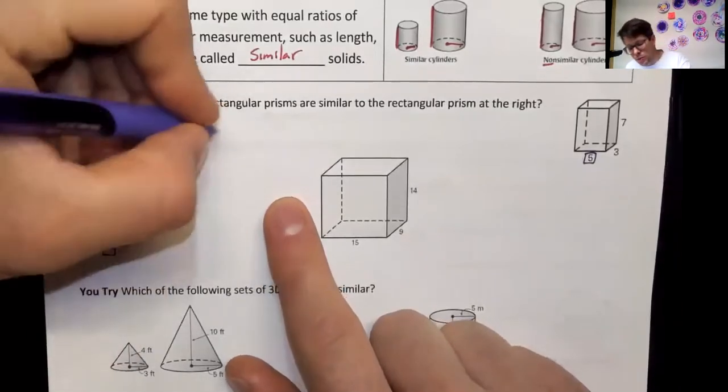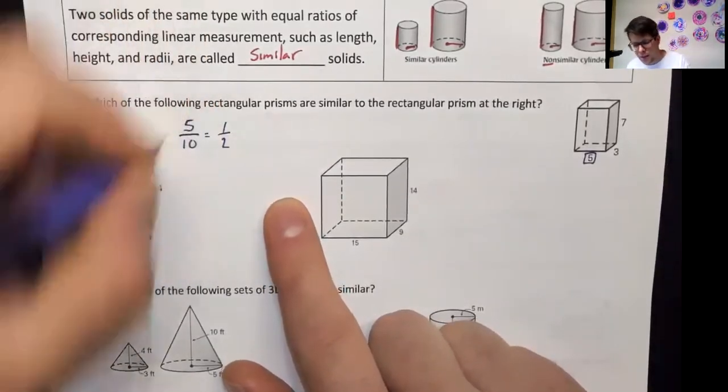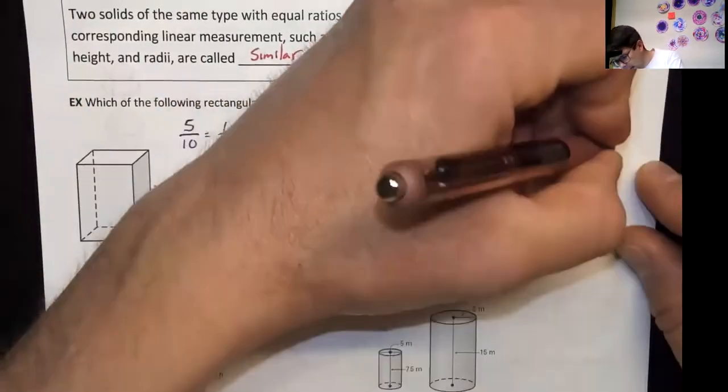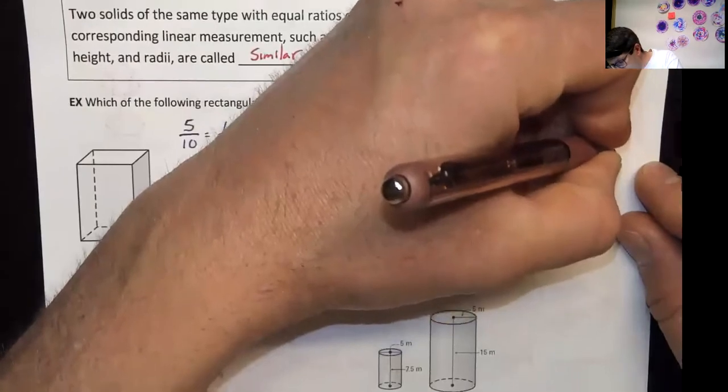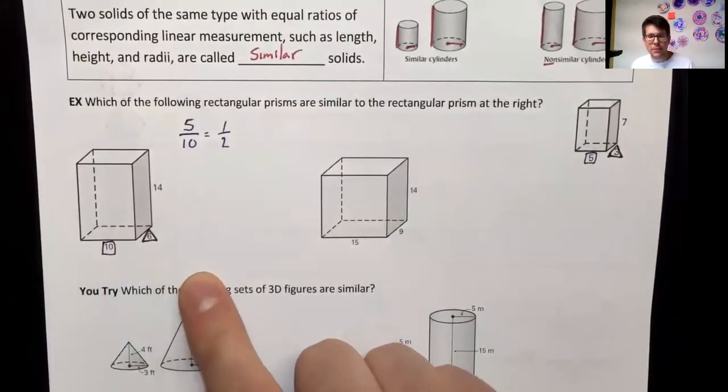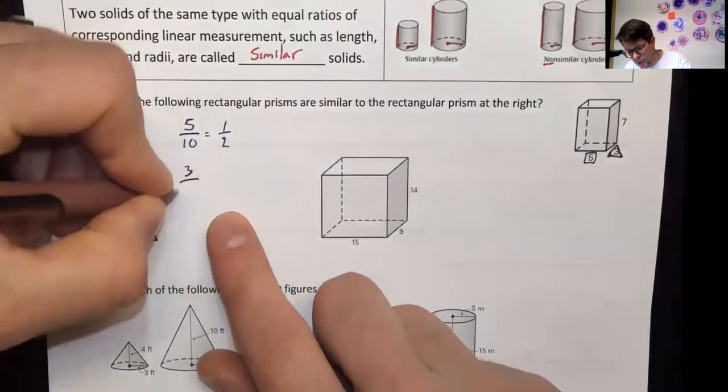5/10 reduces, which is great. And so I'm going to reduce that guy, and it's going to give me 1/2. Let's do another one. So now my second value that I want to take a look at is going to be this depth that I have right here, which is a depth of 3. And I have another depth right over here, which is going to be a depth of 6. These need to form a ratio as well.